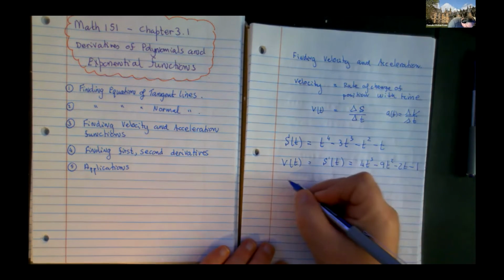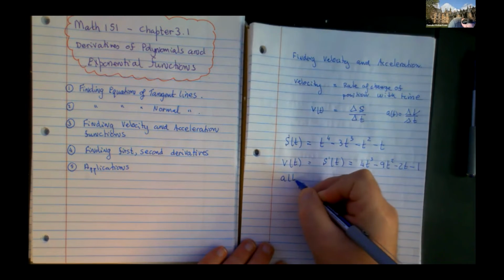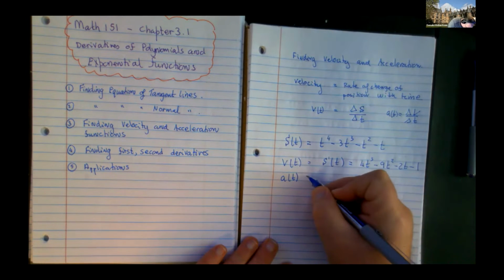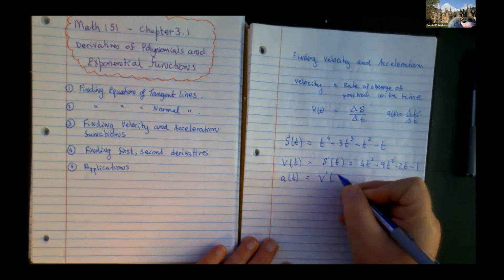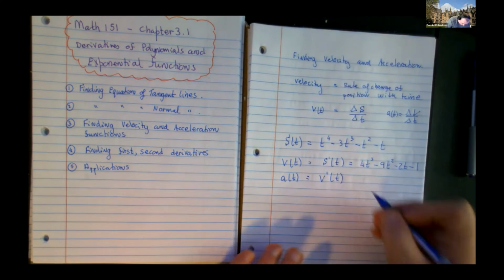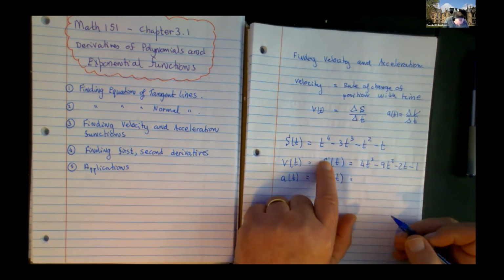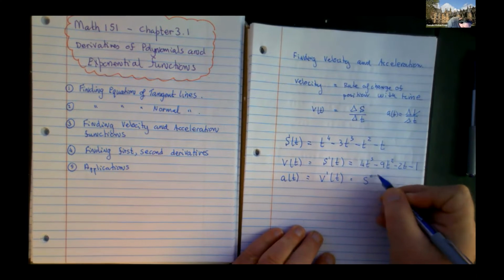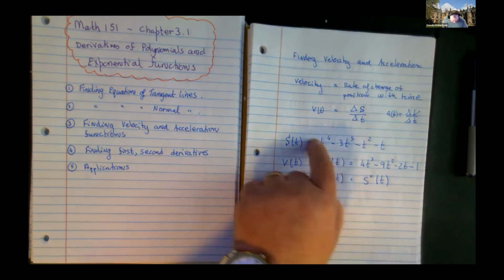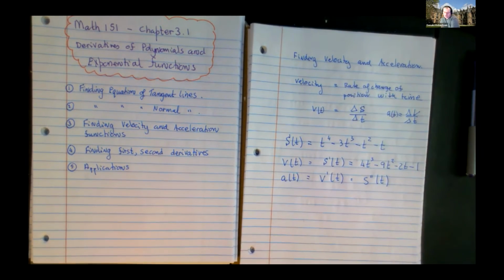Which means that if you want to find the acceleration, you differentiate the velocity function. Well, since the velocity function is itself the derivative of the position function, can you see that the second derivative tells you acceleration?